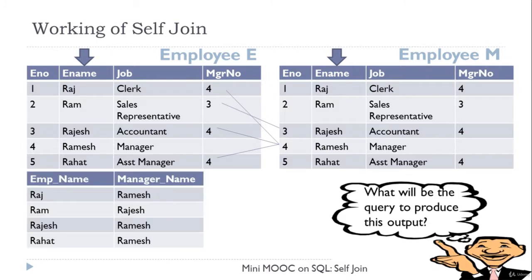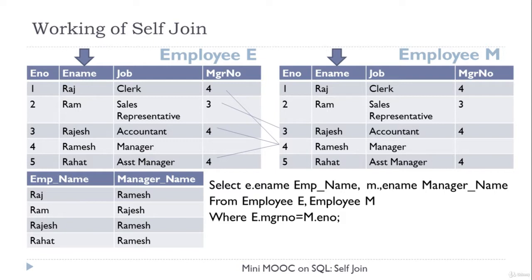Let us now write the corresponding query to produce this output. And its statement is select ename from first table, comma select ename from second table, where first table manager number is equal to second table's employee number. Here first table employee is aliased as E while second table employee is aliased as M. Since same ename column has been selected from both the tables, to resolve its ambiguity, its table name has been prefixed. So the query is select E.ename, M.ename from employee. One alias is E, another alias is M, and E.manager number is combined with M.employee number.